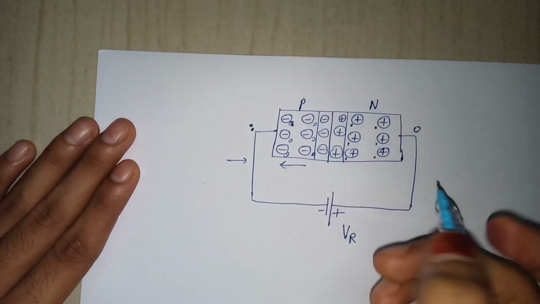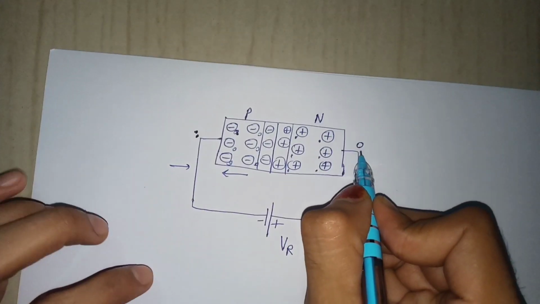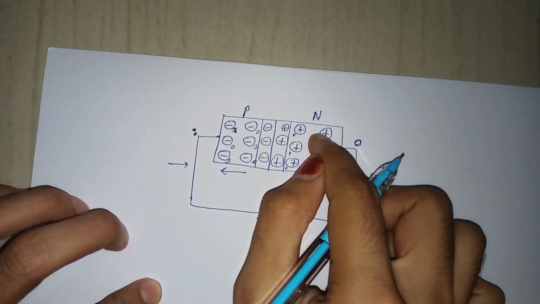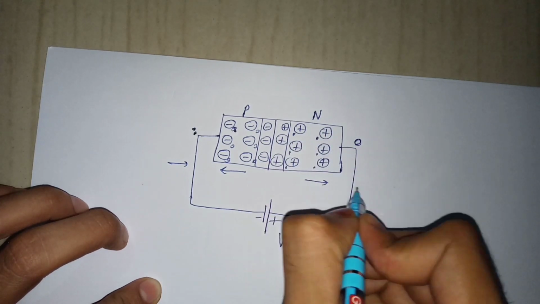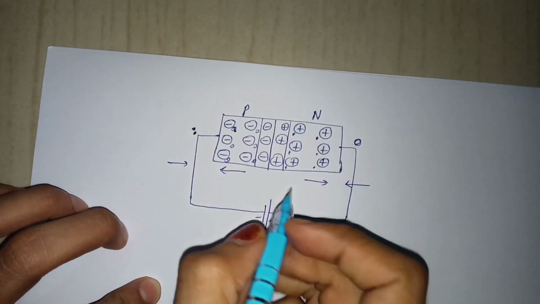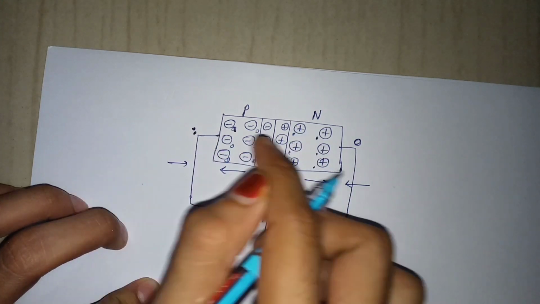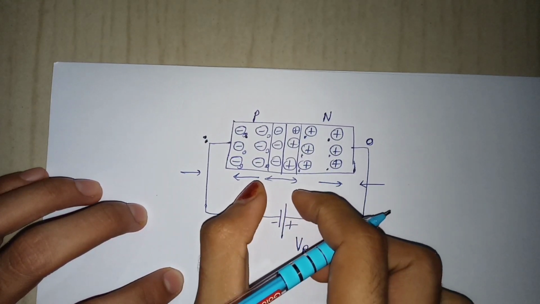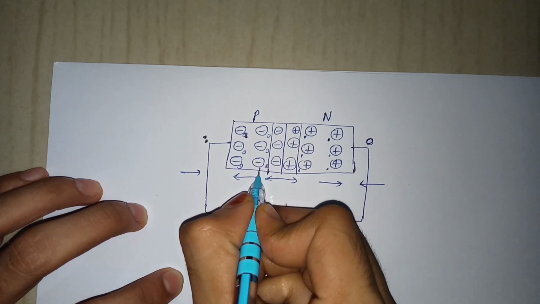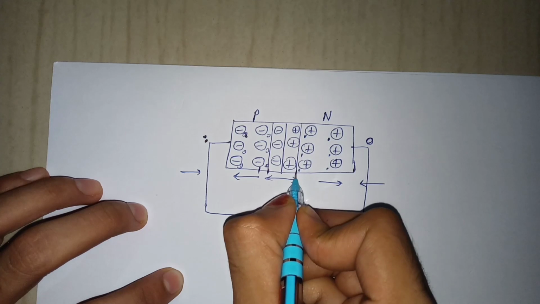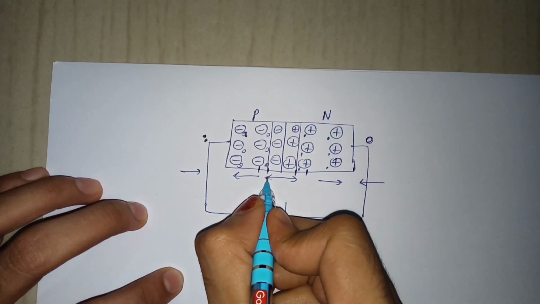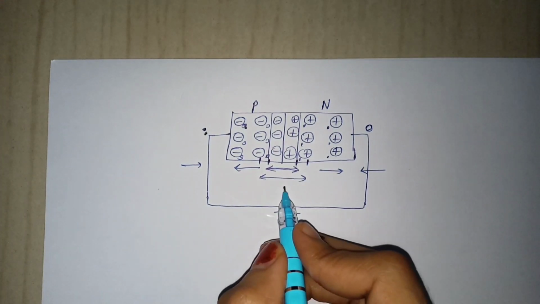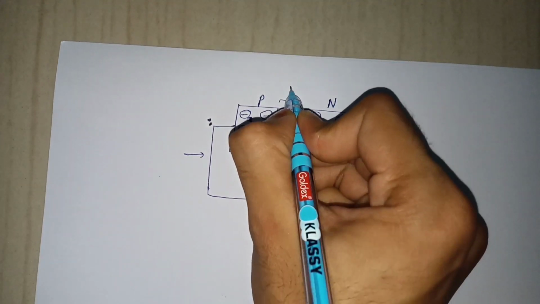Now attraction takes place, and here also positive charge means hole contains positive charge. This is electron means negative charge. This positive and negative attract each other, means these holes move towards left side and this electron moves towards right side. Therefore the depletion region increases from this point to this, and on the right side from this point to this. This is depletion region W.